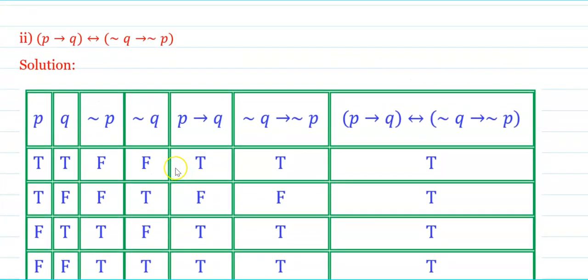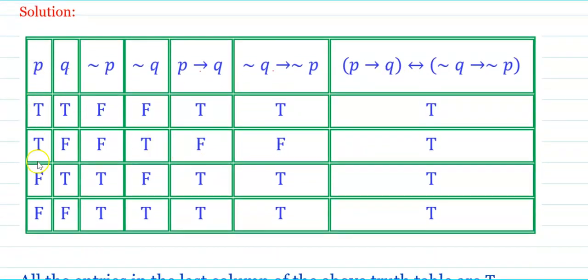Next. In bracket, P implies Q. Double implication. Negation of Q implies negation of P. Okay. Now how many statements are there in this? 2. And the connectives: 1, 2, 3, 4, and 5. And the total columns must be 7: 1, 2, 3, 4, 5, 6 and 7. Then first P: T, T, F, F. Q means what? T, F, T, F.